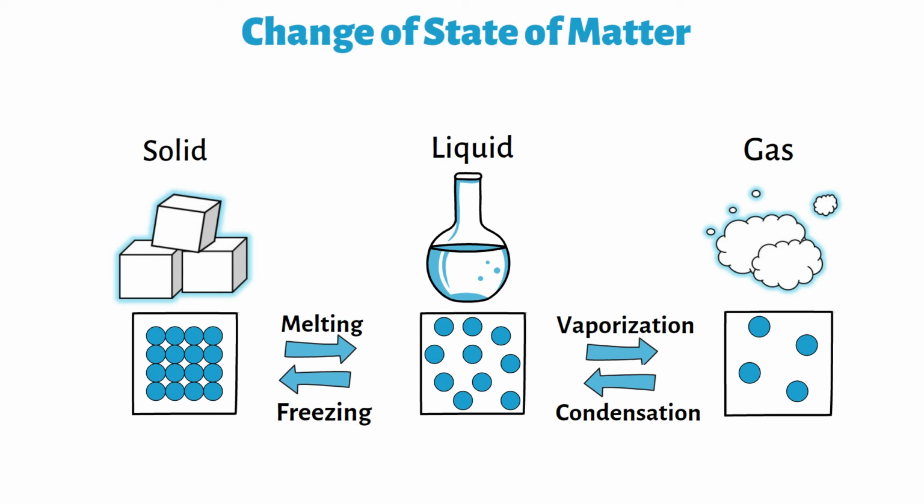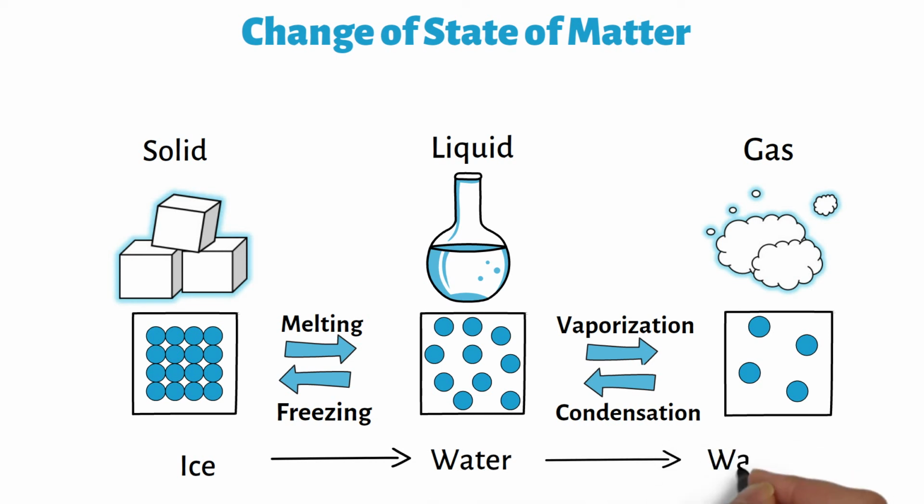Now let's consider the change of state of water as an example. Ice, when heated to the melting point, changes to water. Water, when it reaches the boiling point, changes to water vapor. The water vapor, when cooled down to the condensation point, changes to water, and water, when further cooled down, changes back to ice.